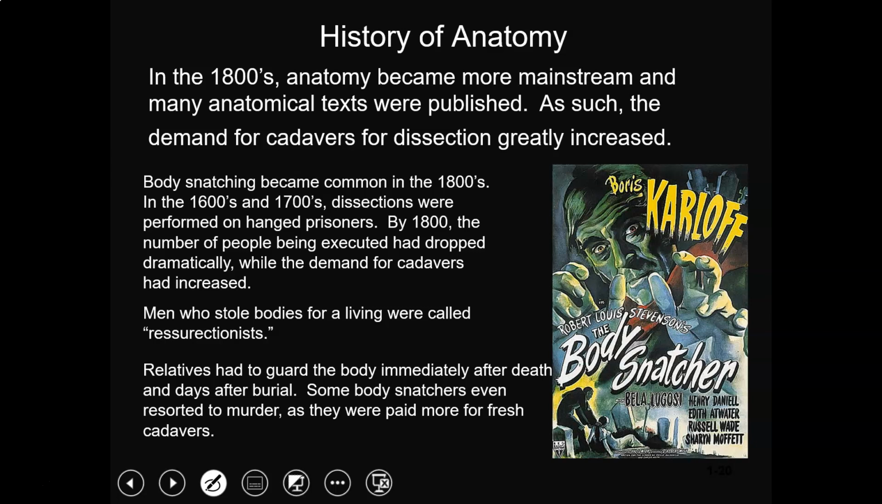Find one. Get creative. One of the more popular means was body snatching. These people were called resurrectionists, and they stole bodies. Now, you can't steal stuff out of the grave. They might execute you if they caught you with that, but if you stole the body, like, whatever. Relatives would guard bodies. They'd leave them in the house until decomposition set in so that they're worthless. So this created a problem because at some point, demand exceeded supply.